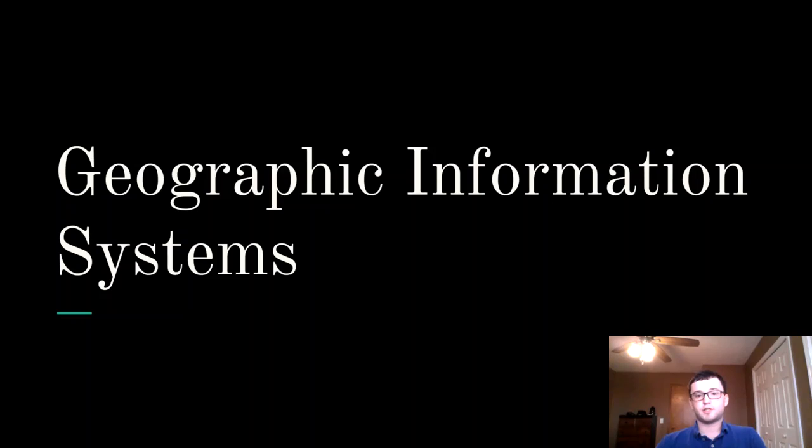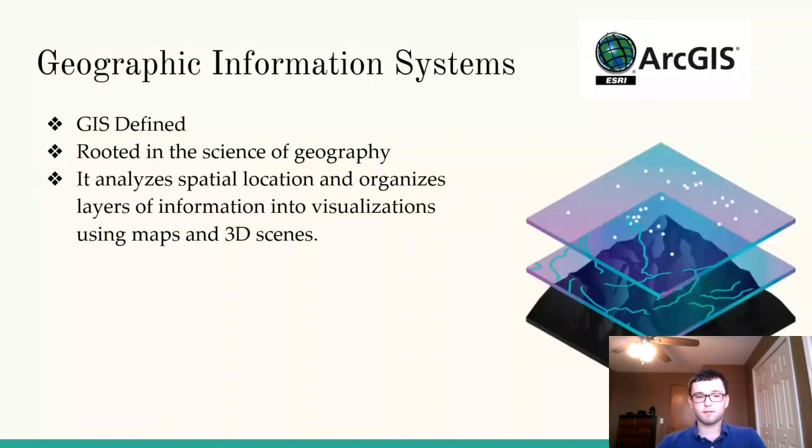So a quick little introduction to GIS. What is Geographic Information Systems? GIS is a framework for gathering, managing, and organizing data. When we talk about geographic information systems, it's really an umbrella term for a lot of software. ArcGIS is a specific type of software, and in this study we used ArcMap, which is a software produced by ArcGIS. So we're talking about very specific software here.